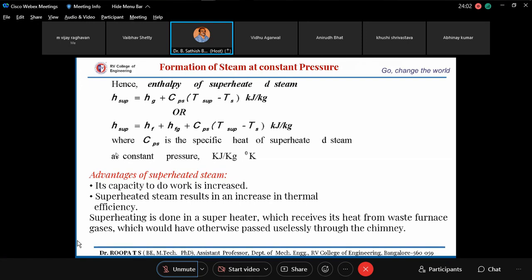So always we do superheating in superheaters, which receive their heat from waste furnace gases, which would have otherwise passed uselessly through the chimney. So the furnace exhaust gases can be reused so that we can efficiently use the exhaust gases, and we can superheat the steam, and we get the higher efficiency in that steam. So to increase the capacity of the steam to execute the task, we go for superheating the steam.